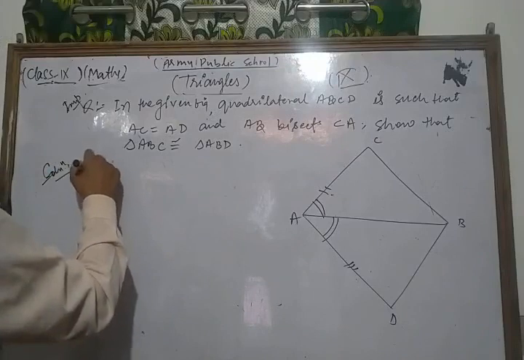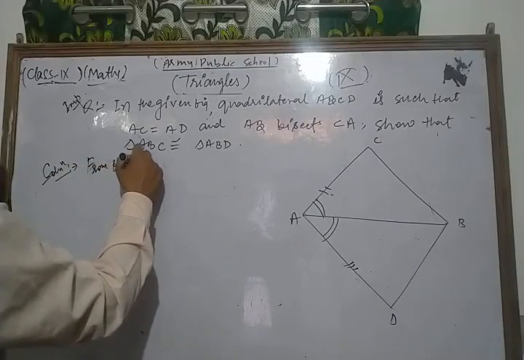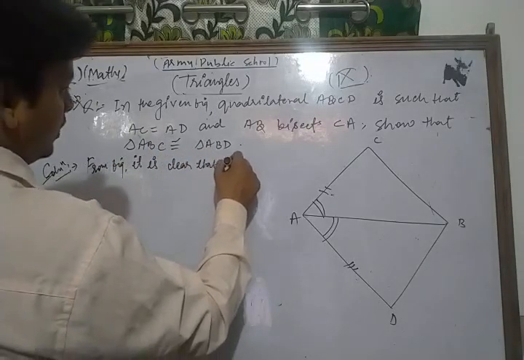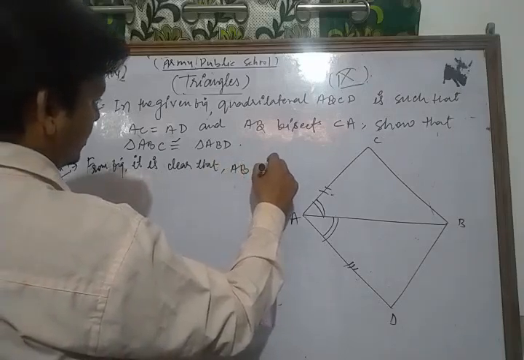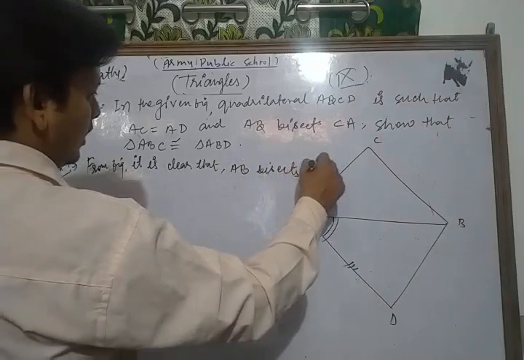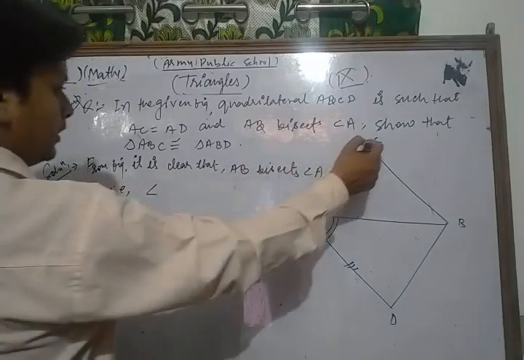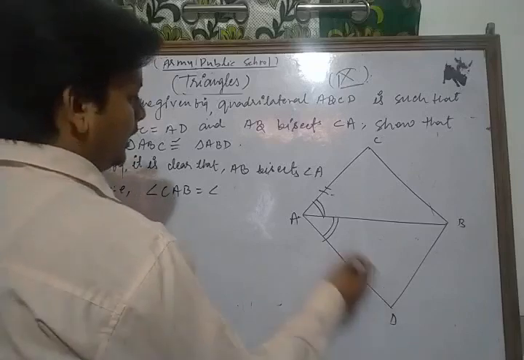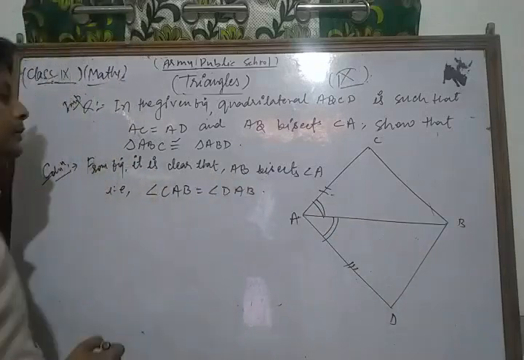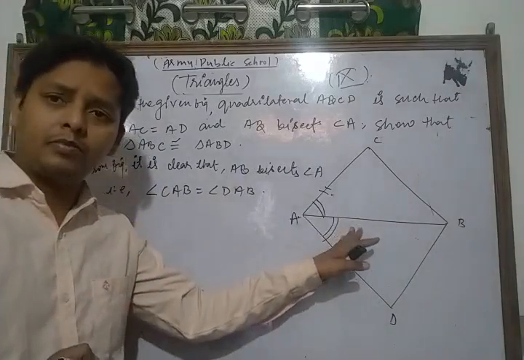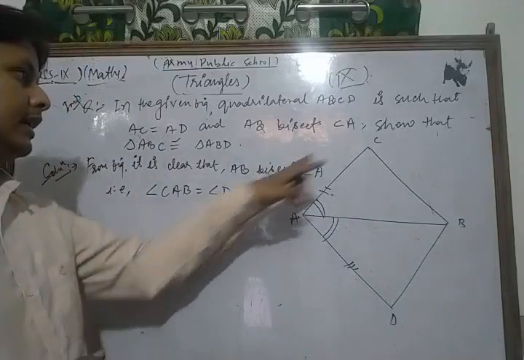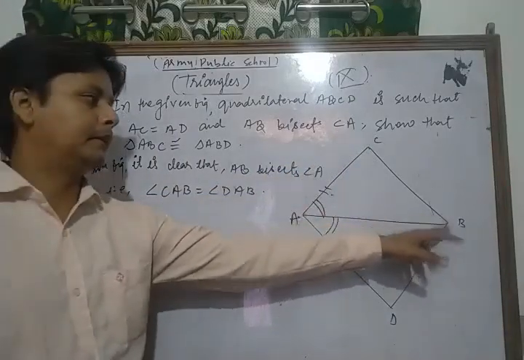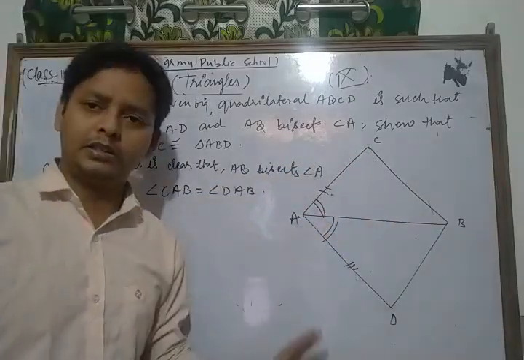From the figure, it's clear that AB bisects angle A. That means angle CAB is equal to angle DAB, because line segment AB bisects angle A. Bisecting angle A means angle CAB is the same as angle DAB.